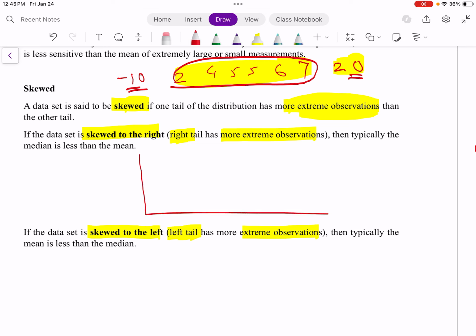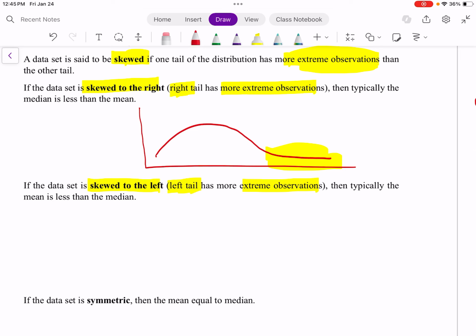in general, we have measurements here and we extend, so we make a tail on the right side, okay? It means we have extremely large measurements. So having this tail on the right side means we have extremely large measurements. So this is skewed to the right. And skewed to the left means we have a tail on the left side, okay? It means we have extremely small measurements in the data set, okay?